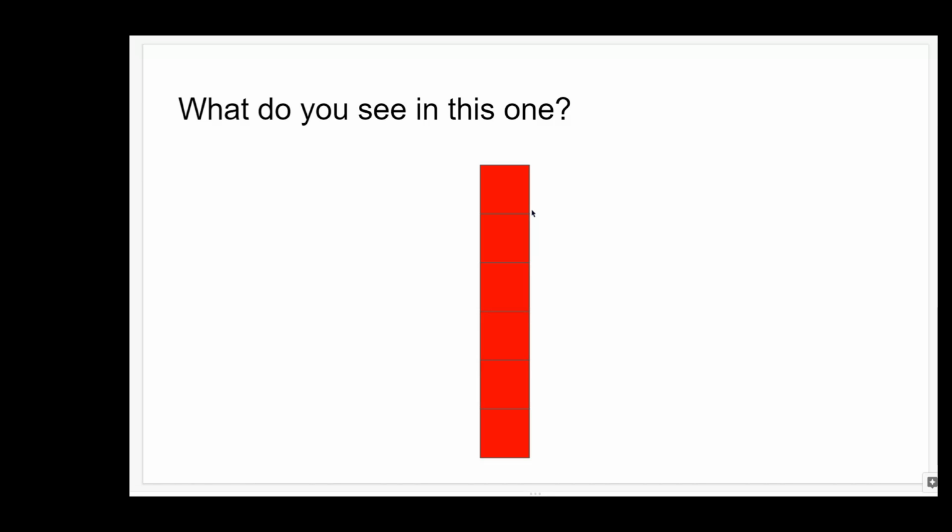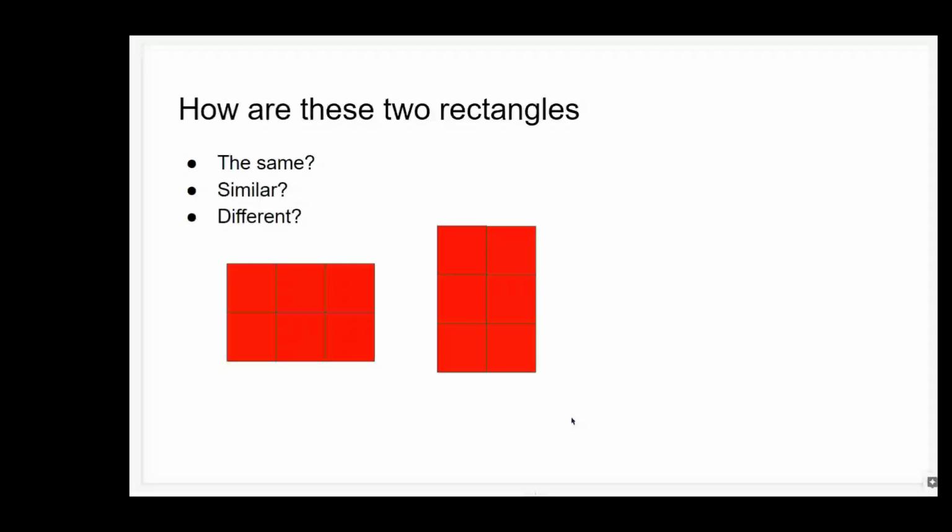What about this one? I see 1, 6. Here's my 1, 6. And I see 6 ones. 1, 2, 3, 4, 5, 6. Good job. Were there any other rectangles? No, that was it for 6. How are these two rectangles the same, similar, and different?